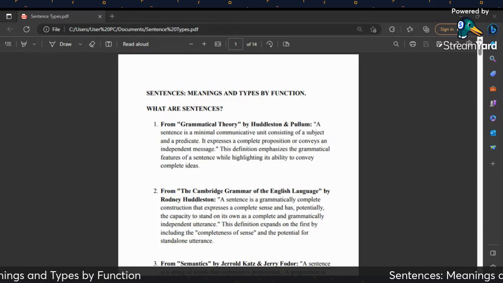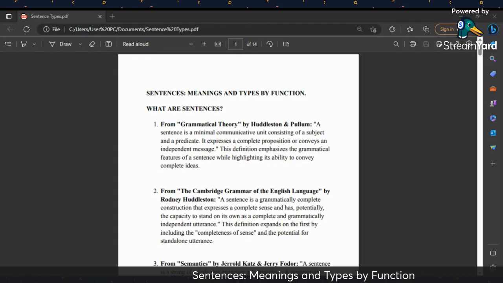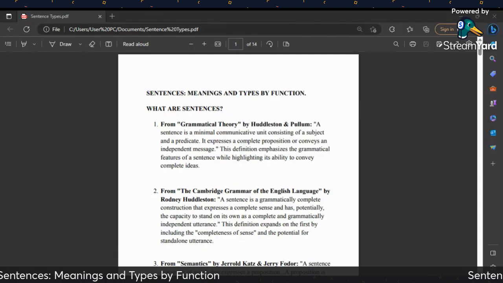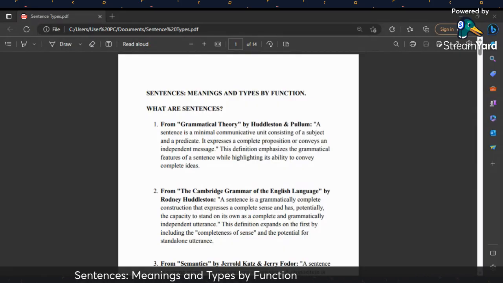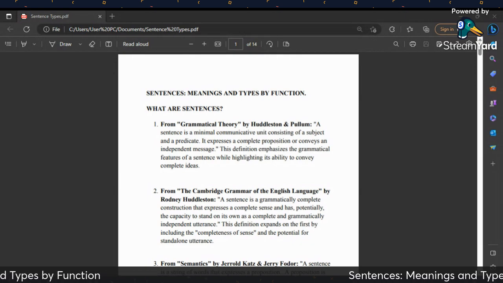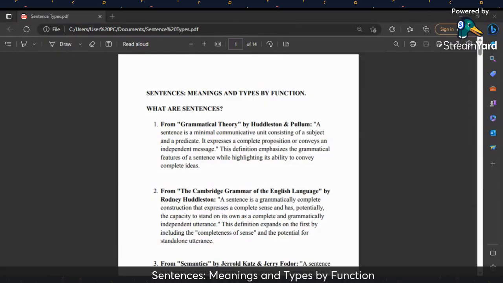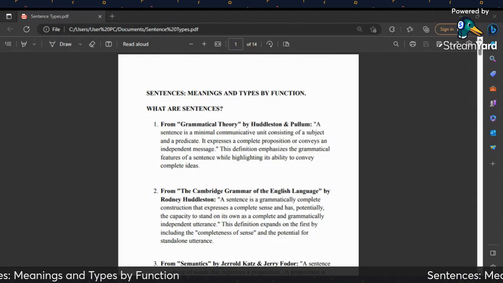So when you have a sentence, you're simply saying that you have an utterance that is making sense. You do not classify an expression as a sentence if it doesn't make sense. So anytime you're dealing with sentences, it has to make sense. It expresses a complete sense. It is sensible and it can be understood by whoever is listening to you. It is clear and easy to understand.